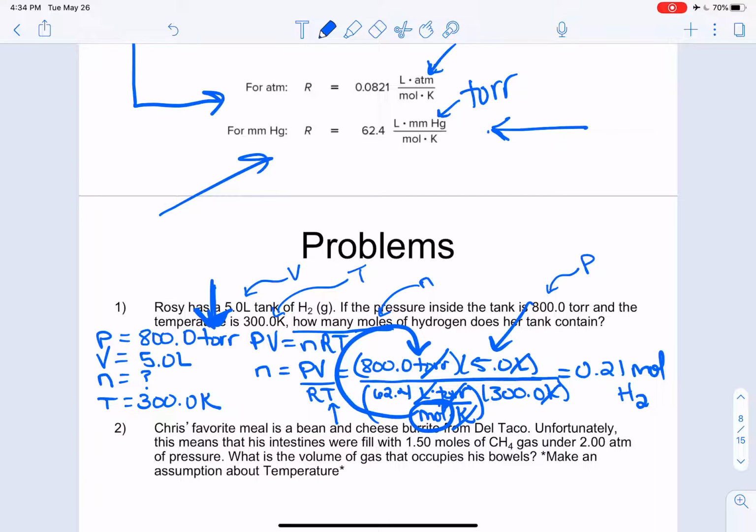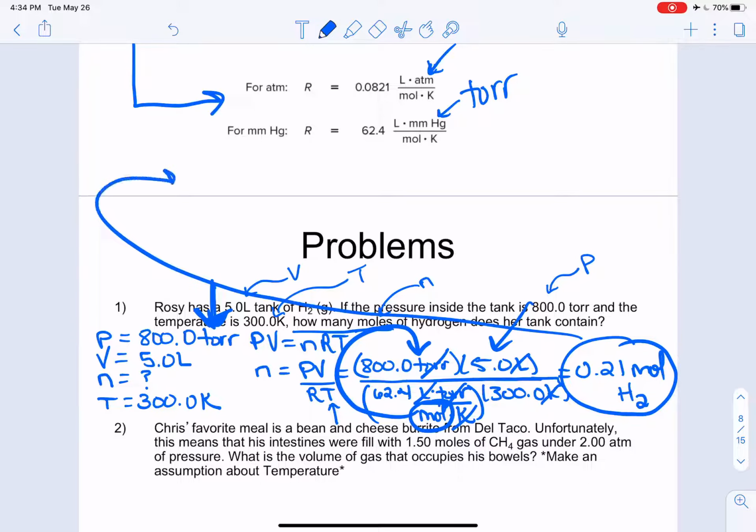Now, what happens if the question had asked us to do grams of hydrogen gas? Well, we're already in moles of hydrogen gas, so we can just use the molar mass of hydrogen to go ahead and get to the grams of hydrogen. So we'll go ahead and put our given there. And molar mass is grams per mole. So 1 mole of H2 weighs how many grams of H2?